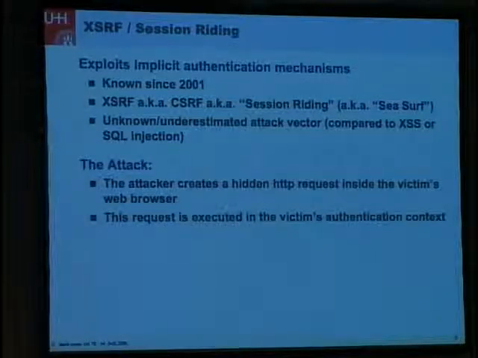The attacker is somehow able to create a hidden HTTP request in the victim's browser. And if the victim has some authorization context with some web application that uses implicit authentication, this request is executed in this authentication context and is authorized.